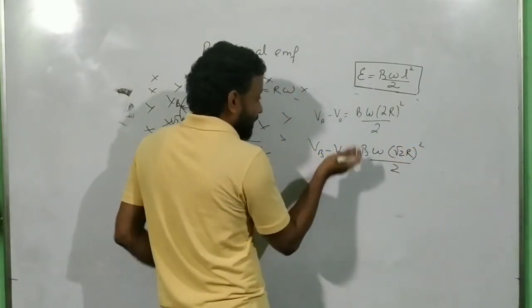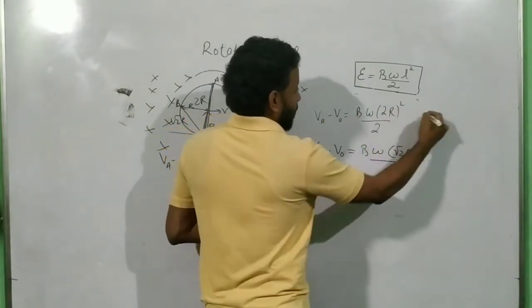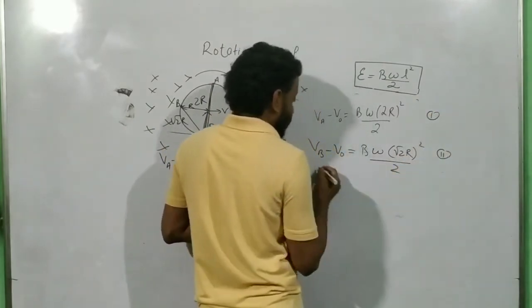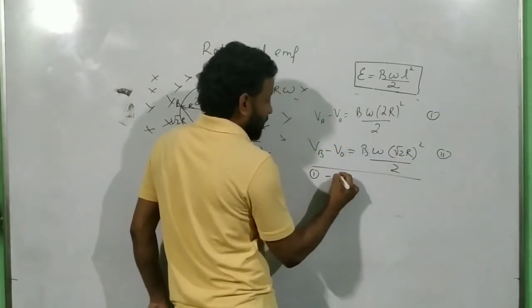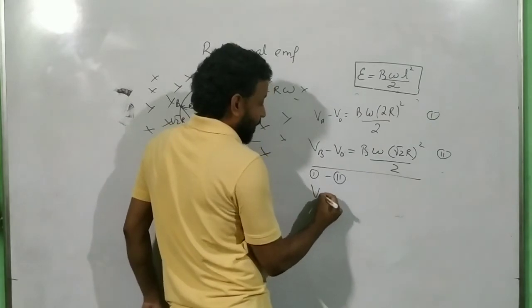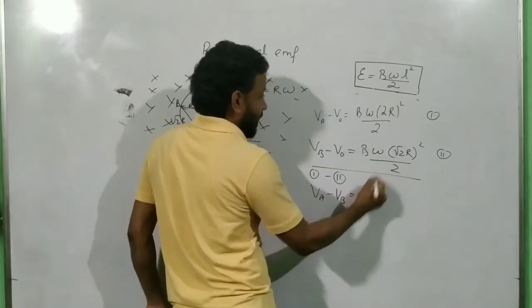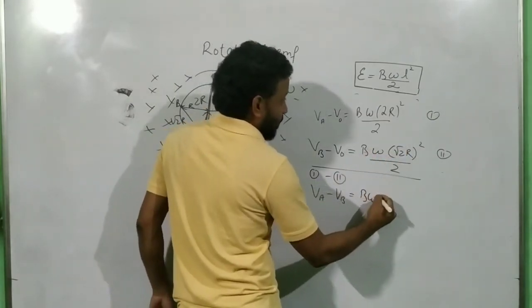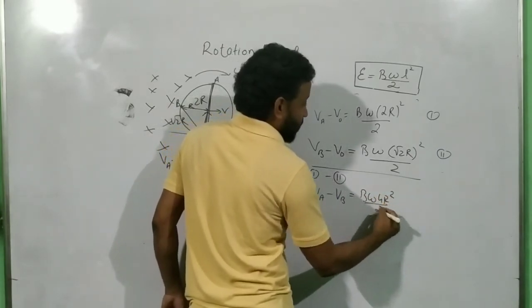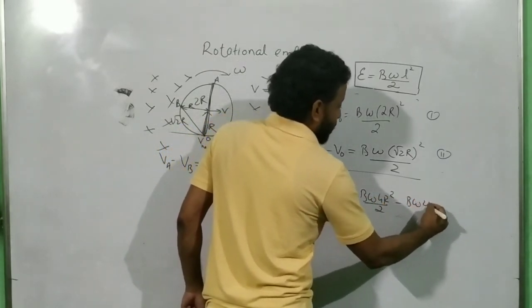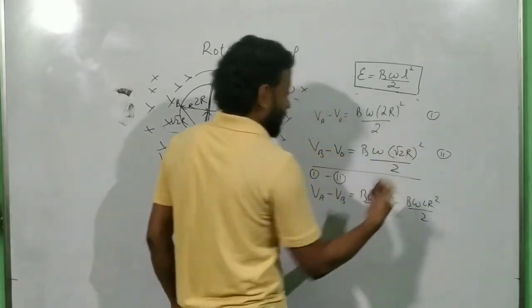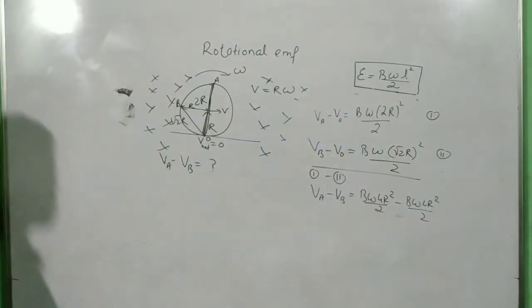And now we can subtract. This is equation 1, this is equation 2. If I do 1 minus 2, what will I get? I will get VA minus VB, and then you can do this subtraction: B omega (2r) square by 2 minus B omega (root 2 r) square by 2. And then you can simplify to get the further answer.